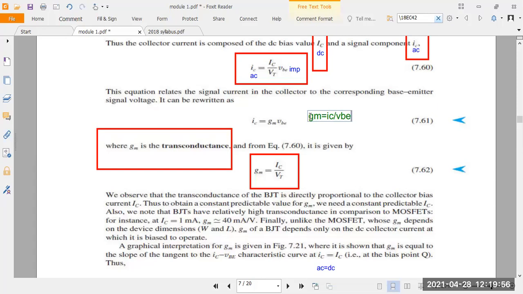Don't write IC divided by IB. What is the beta equation here? IC divided by IB. There is a difference here between GM and beta. GM means IC divided by VB. Beta means IC divided by IB. Here we take input voltage, not input current. Alpha means what here? IC divided by IE.